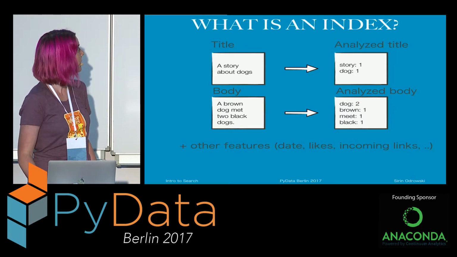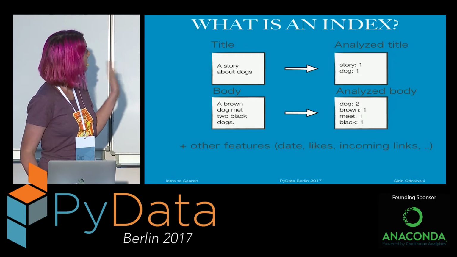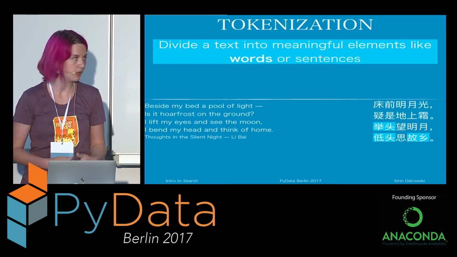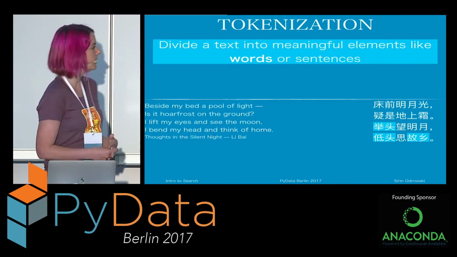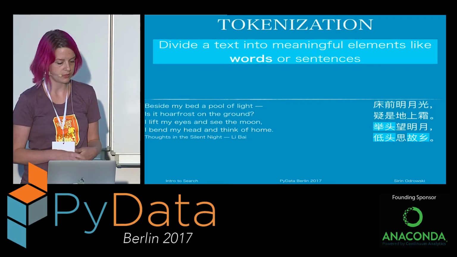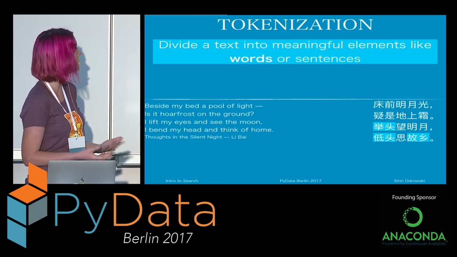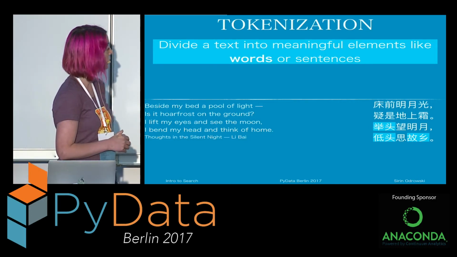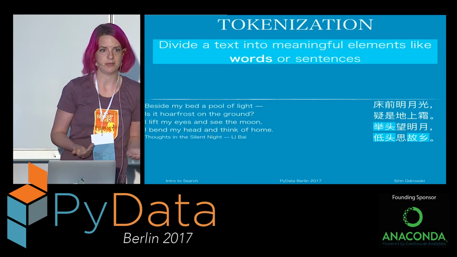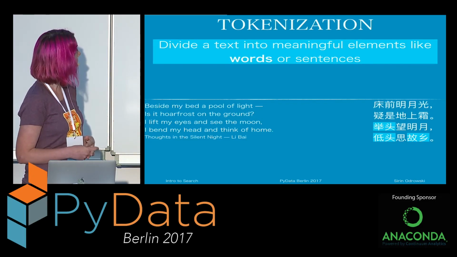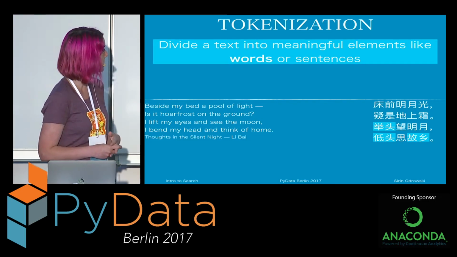So how do you get from the left to the right? The first step that you have to take is, of course, tokenization. So you have to divide the text into meaningful tokens. Most often, those are words. Could also be sentences or n-grams. And this task is, for some languages, relatively easy because they're white space separated, like English or German. For other languages, it's more difficult.